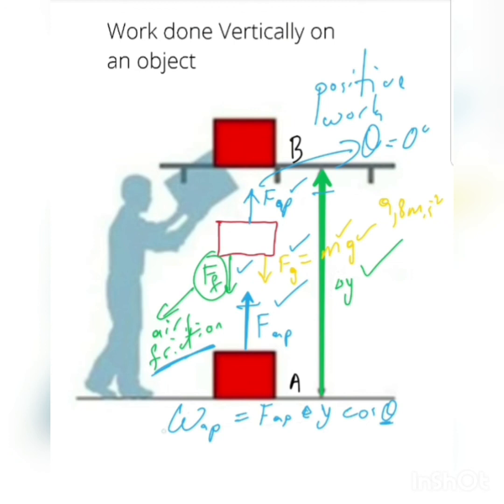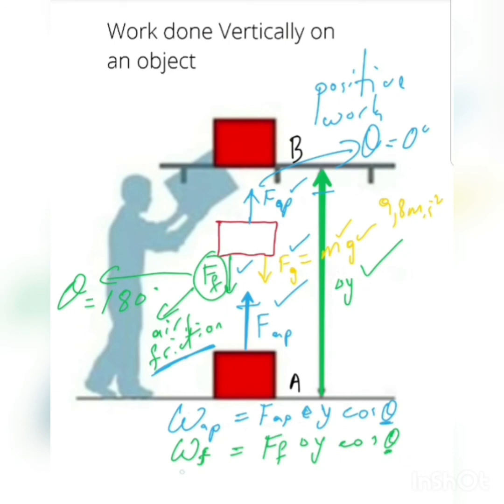Then secondly, we are going to look into the work that is done by the frictional force. So we are going to say the frictional force multiplied by delta y cos theta, and in this case our theta is going to be equal to 180 degrees. Why is that the case? It is because the frictional force always opposes the intended motion of an object. So our theta there is going to be 180 degrees.